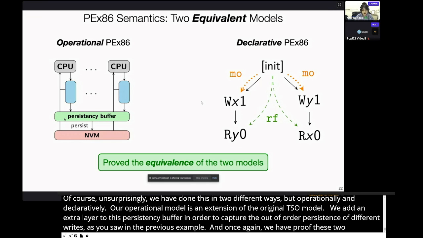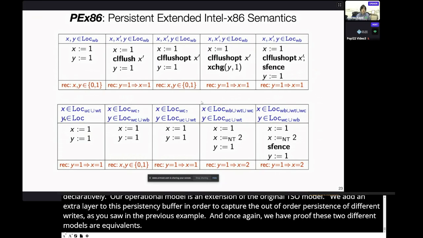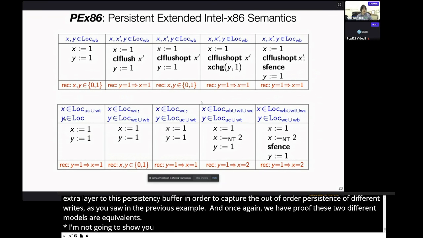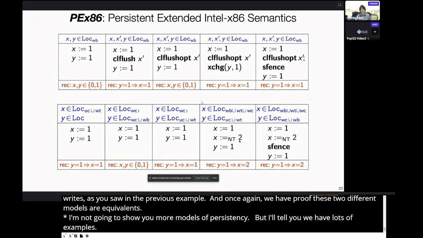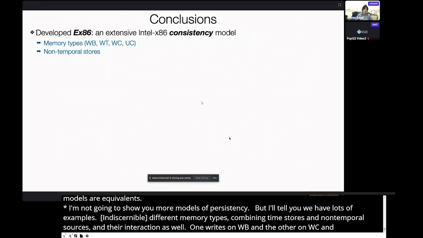Now, I'm not going to show you any more examples of persistency, but just to quickly tell you that if you're interested in our paper, we have lots of examples. Here is some of them with regards to the persistency semantics of different memory types, when combining plain stores and non-temporal stores, such as this one here, and their interaction as well, when one write is on WB and the other is on WC, and so on, and all the possible combinations. So if you're interested, please go have a look at that.